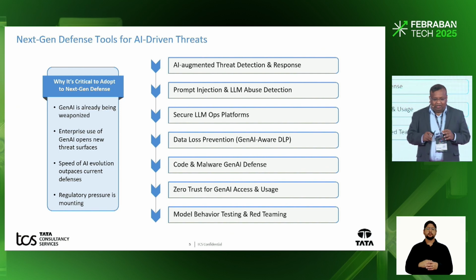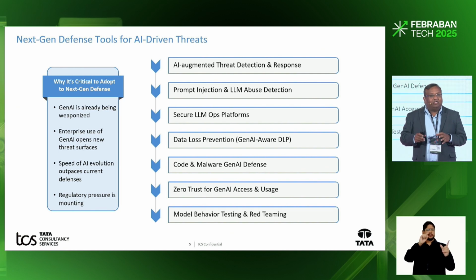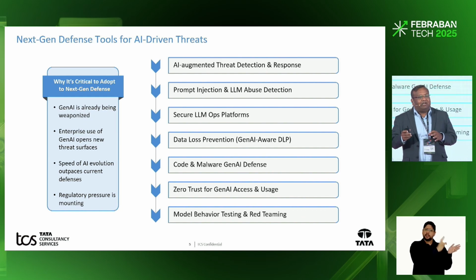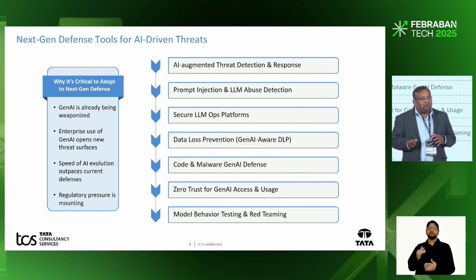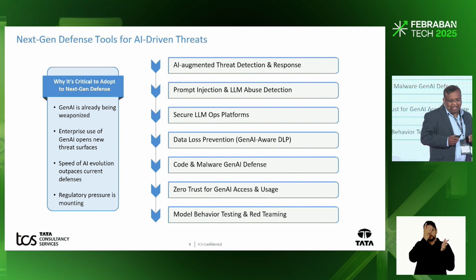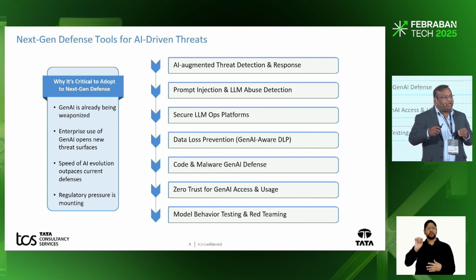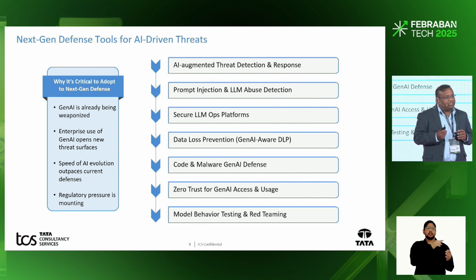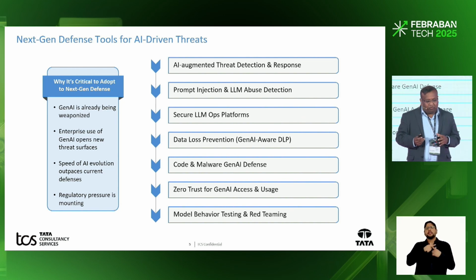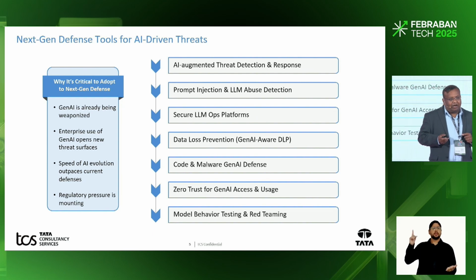So we have seen why it is critical. It is critical because we are trying to mitigate tomorrow's threat with yesterday's tools, right? So it is very important for us to understand that Gen AI is being weaponized against us. So how do we mitigate those risks with the old tools? It is not possible. So we should definitely adapt to AI-augmented threat detection and response.